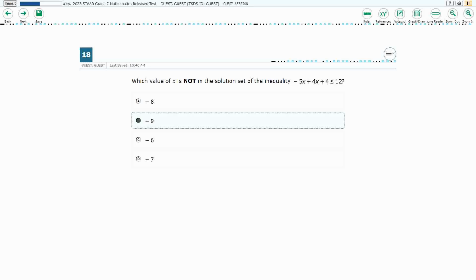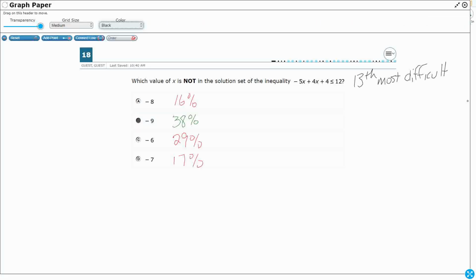Let's see how we did across the state of Texas. So this was the 13th most difficult problem. And as you probably would expect, the most chosen incorrect answer was going to be this negative 6. Really, you could have eliminated A and D just with basic logic. If you're looking at which one is not in the solution set, and you have 4 numbers, they're not given to you consecutively, right?